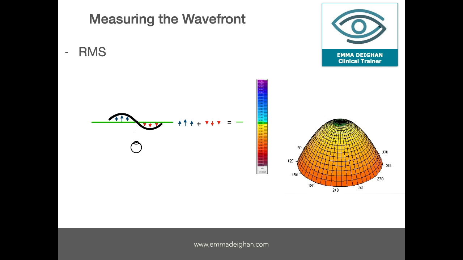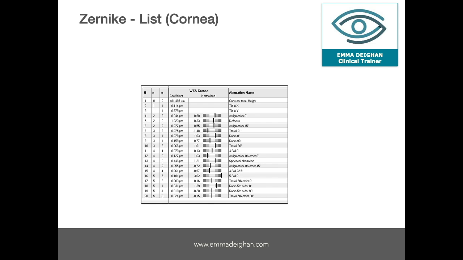We can also look at them as a list. This is a report from the Pentacam. It only contains aberrations from the corneal surface, not the whole eye, but you can see here the number of the aberration is listed, as is the order and the mode. So that gives you the position on the wavefront, and then down here it actually gives you the name so that you can have a look and see with the name.